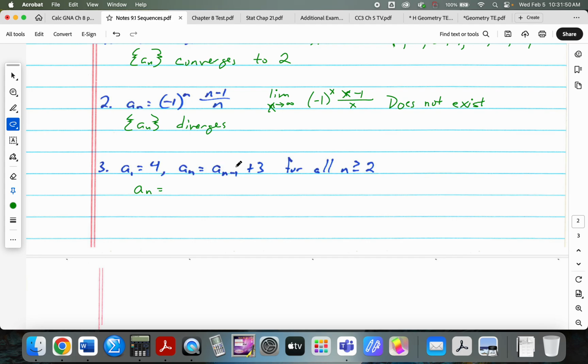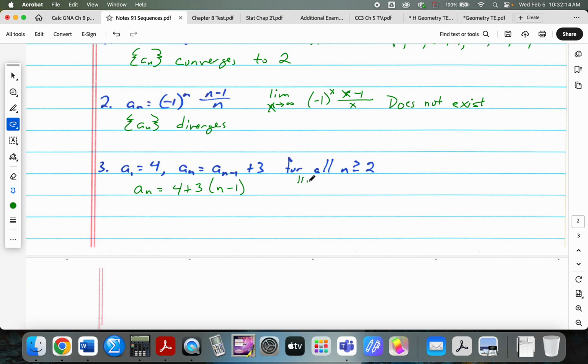All right. So this is an arithmetic sequence. And so we know that it's starting at 4 and the common difference is 3. So this is 4 plus 3 times n minus 1. So rewriting it as an explicit form rather than recursive form is helpful.